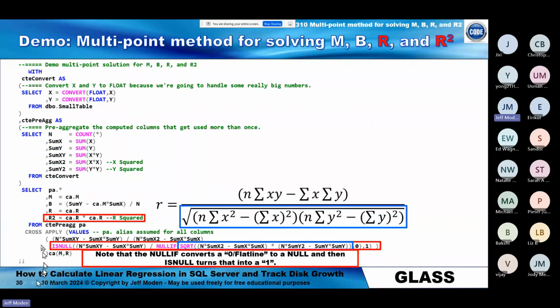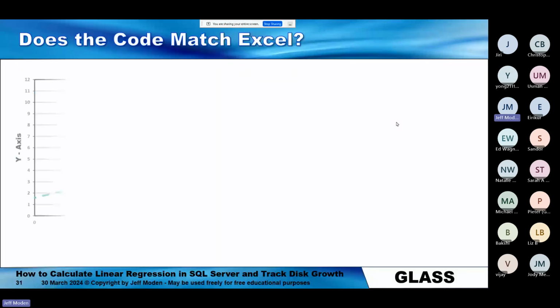No, I'm sorry. R squared is just the cross product of R times the cross product of R. That's it. Does that all match Excel?